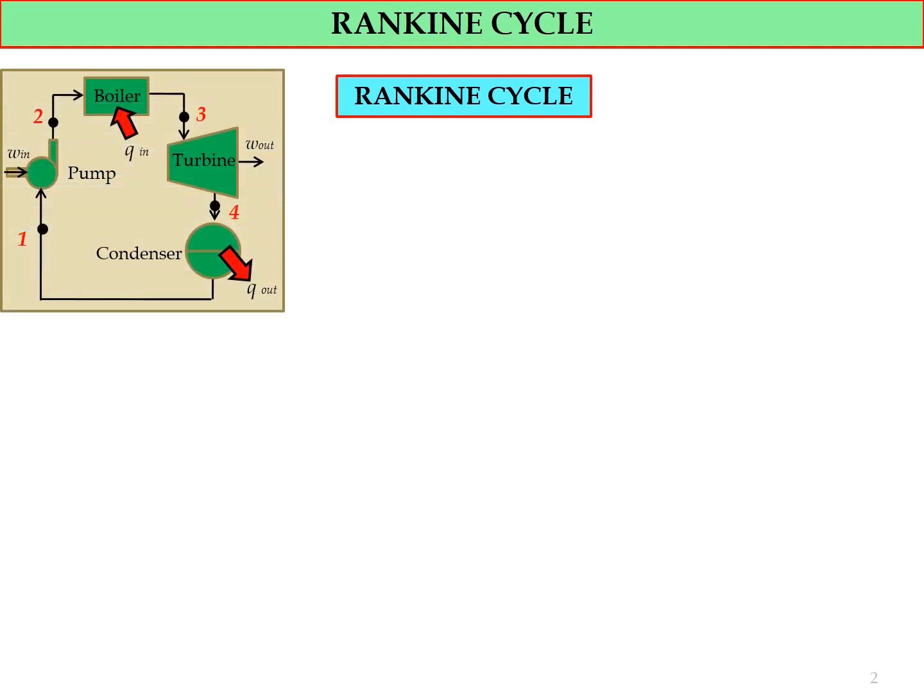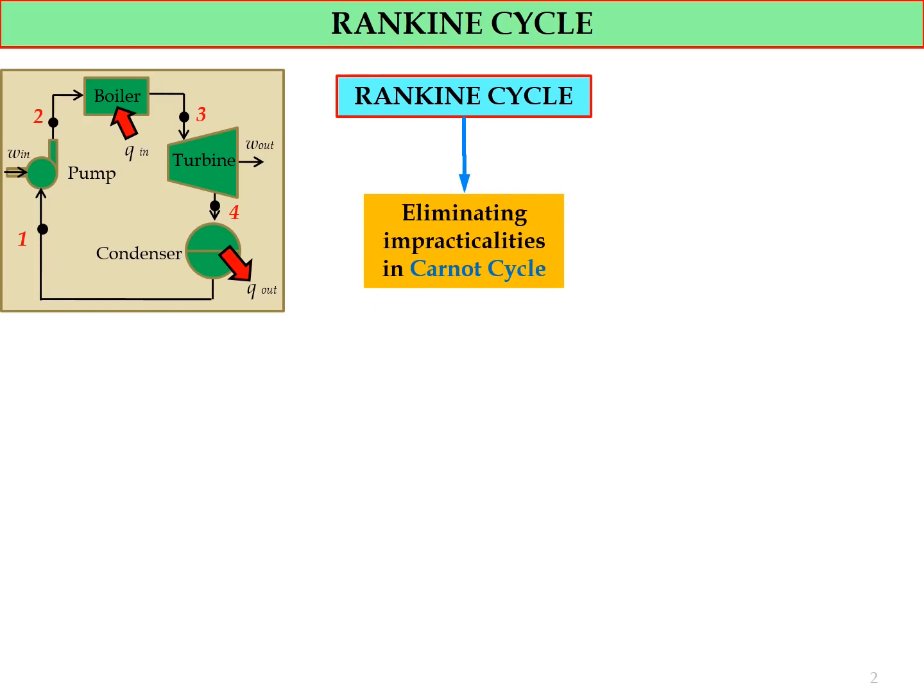In order to discuss the Rankine cycle, we still need to refer to the simplified schematic diagram of the steam power plant that consists of a pump, a boiler, a turbine, and also a condenser. At the pump we have a compression process, at the boiler a heat addition process, at the turbine an expansion process where the turbine produces W out, and at the condenser a heat rejection process. Okay.